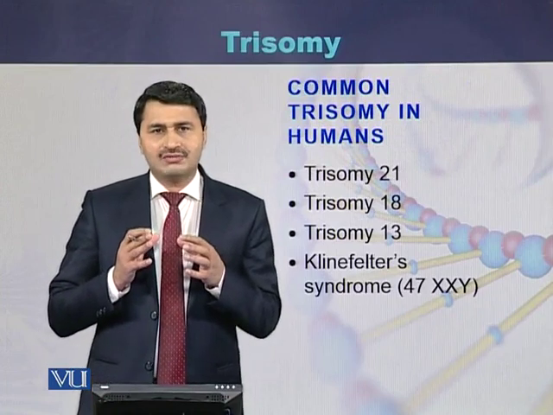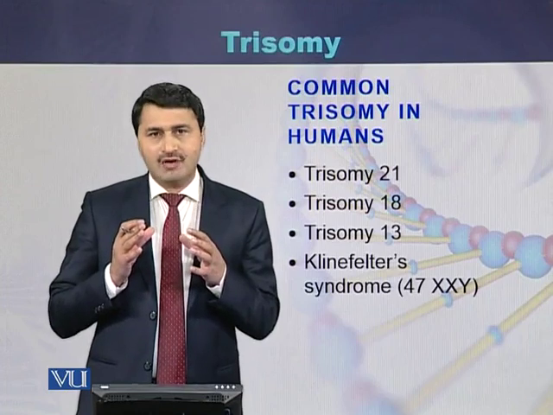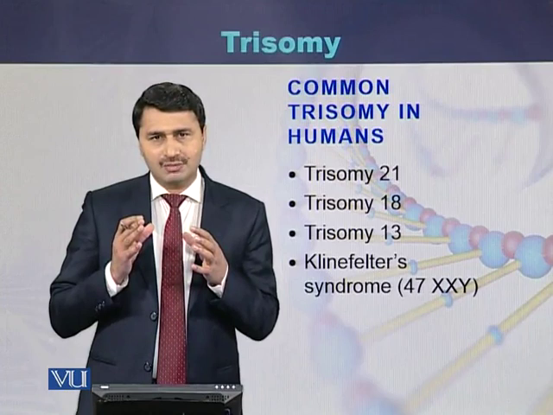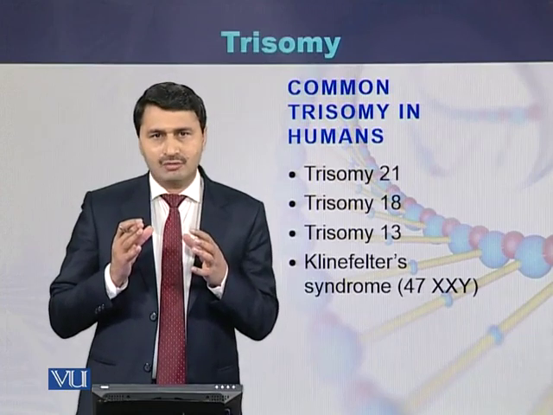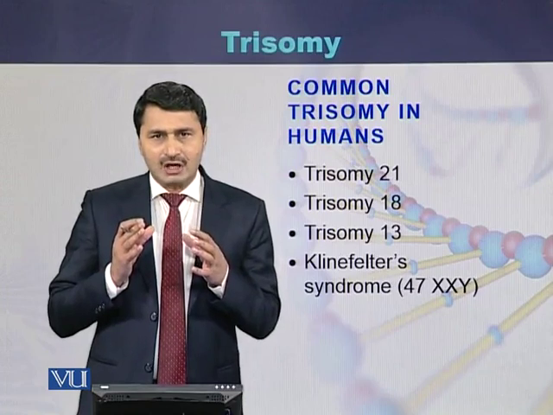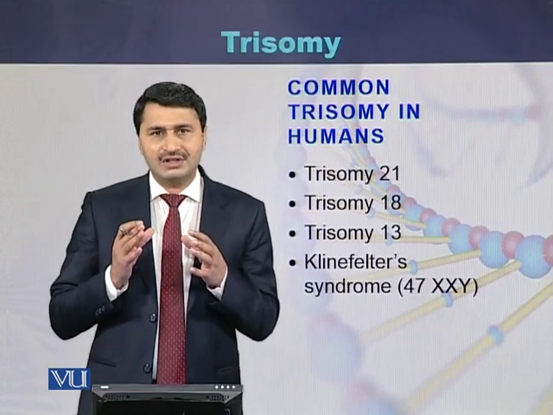Common trisomies seen in humans are trisomy of chromosome 21, trisomy of chromosome 18, and trisomy of chromosome 13. These are the 3 trisomies of autosomes. While in case of sex chromosomes, trisomy has been seen in the form of Klinefelter syndrome.